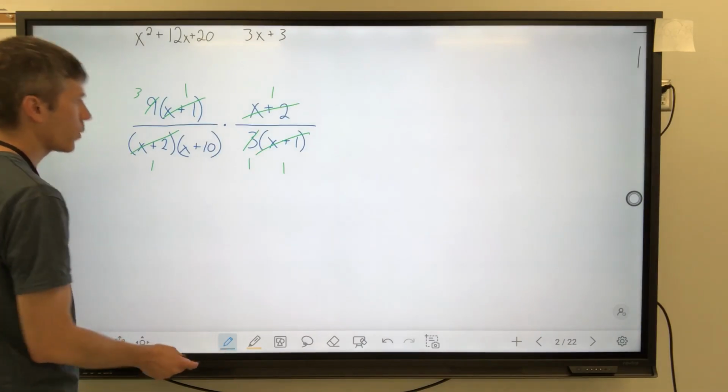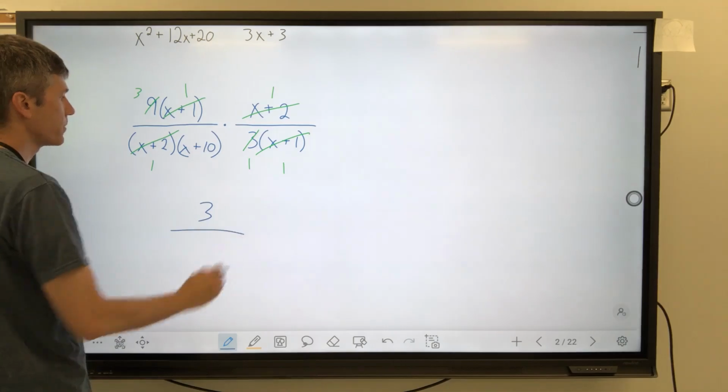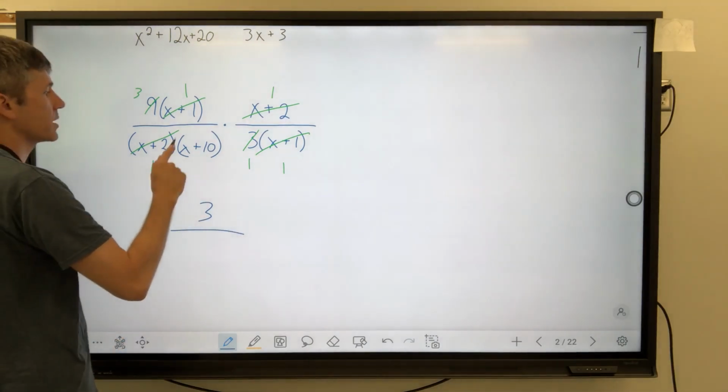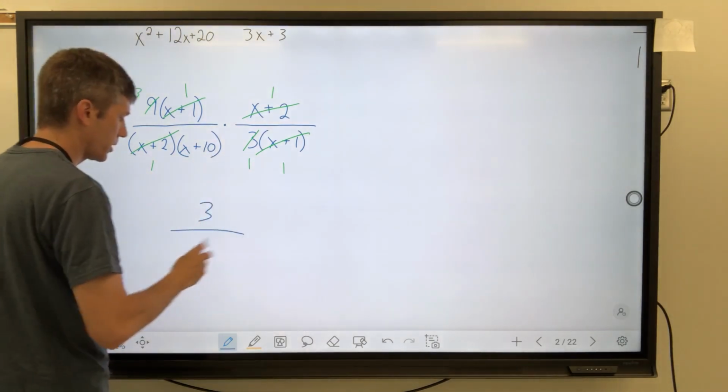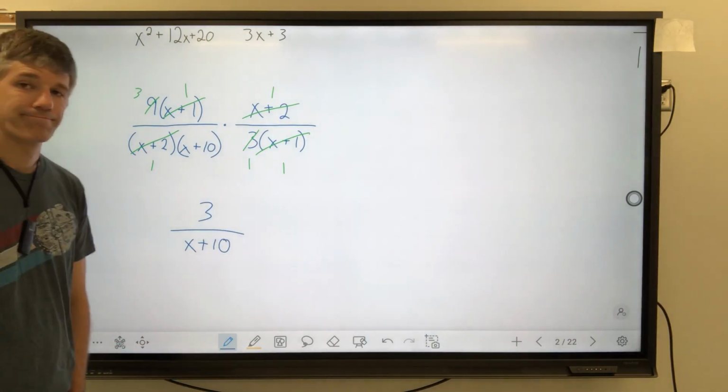So, switching to blue, we're going to just write everything we have in the numerator. 3 times 1 times 1, that's 3. Denominator is 1 times x plus 10 times 1 times 1. Well, that's x plus 10. And nothing else reduces. You can't do it. Can't go any further.